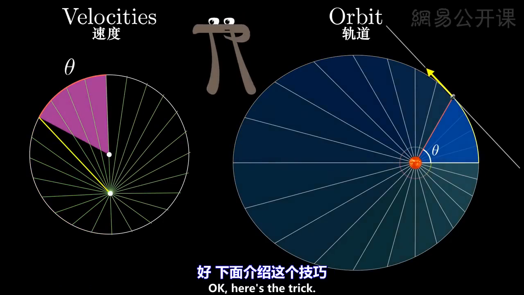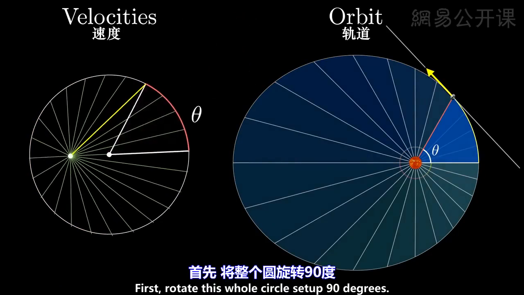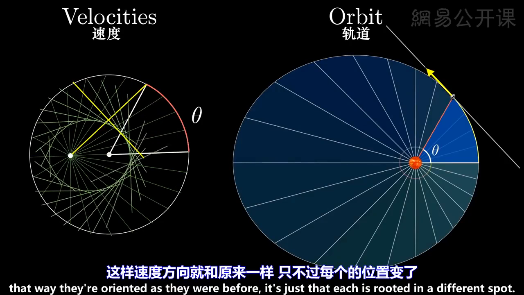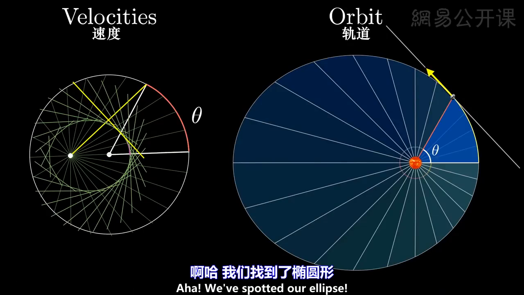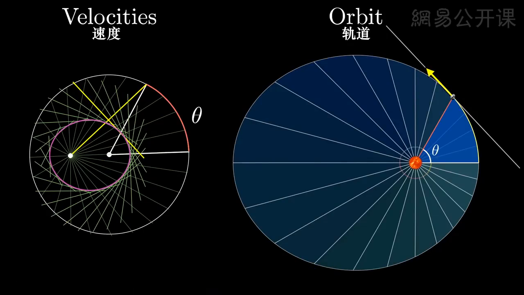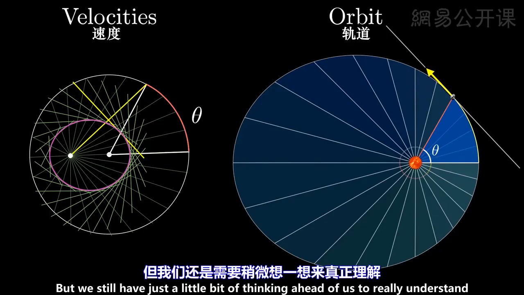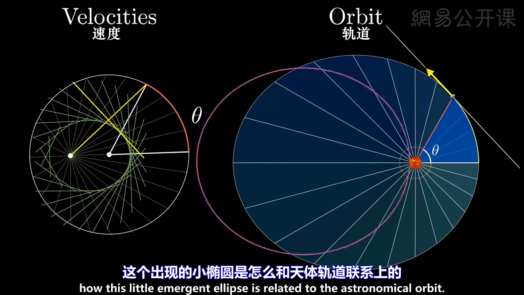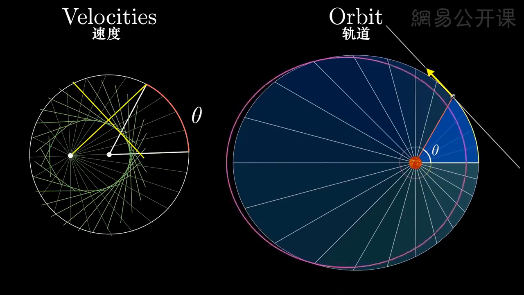Well, here's the trick. First, rotate the whole circle setup 90 degrees, and then take each of those individual velocity directions and rotate them 90 degrees back the other way. That way they're oriented just like they were before, it's just that they're rooted in a different spot. Aha! We've spotted our ellipse, but we still have a little bit of thinking ahead of us to really understand how this little emergent ellipse is related to the astronomical orbit.